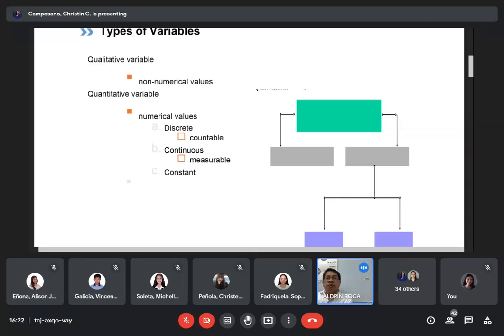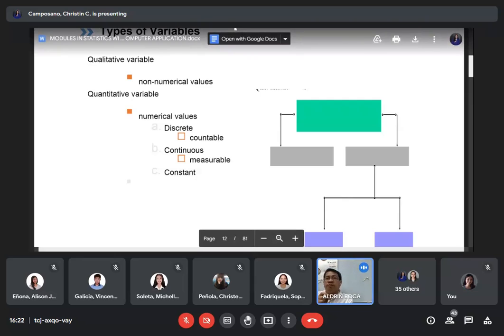The quantitative variables are numerical values. So these are numerical information that you give whenever you are asked. For example, if you're filling out a registration form, and you fill out the blank with a number, then the data is called quantitative data. Okay? You understand? So what are examples of quantitative data?